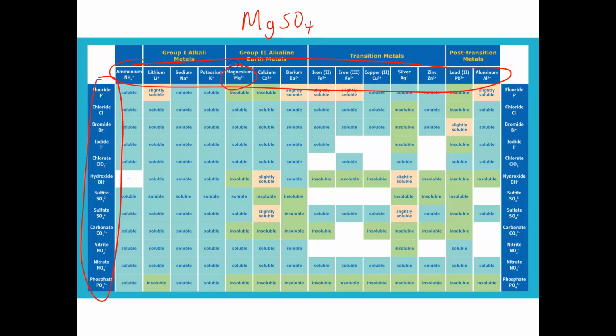We would have to find magnesium on the appropriate axis and sulfate on the appropriate axis. And then we would draw across, do the grid reference thing, and we would find that magnesium sulfate is soluble, and so we know that it can form an aqueous solution. So that's one tool. These are kind of limited in their scope. They don't cover all your bases.